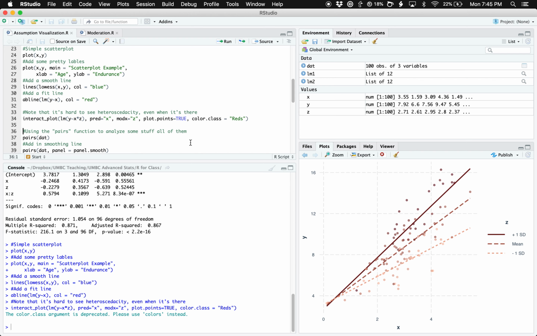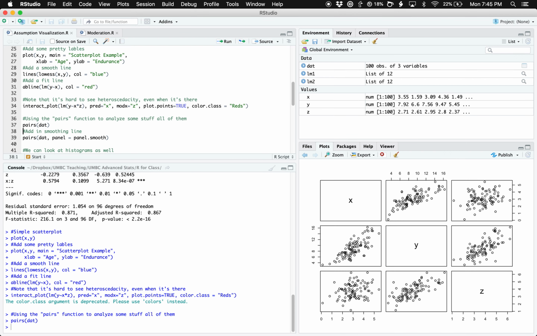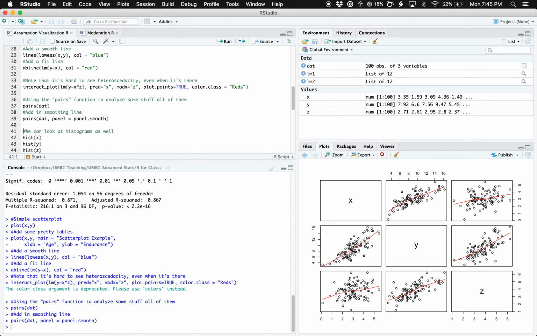There's an additional way to do some data visualization: the pairs function. Let me show you what that does. It creates bivariate correlations among all of our variables: x, y, and z. These are just mirrors of each other. So here's the bivariate correlation of x and y, of x and z, and of y and z. I can even add lines to each of those plots, and that gives us some idea of what's going on. Then we can start to look for those cones that may suggest the existence of heteroscedasticity.